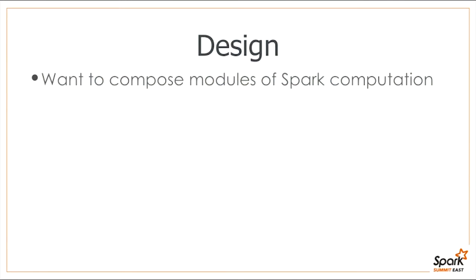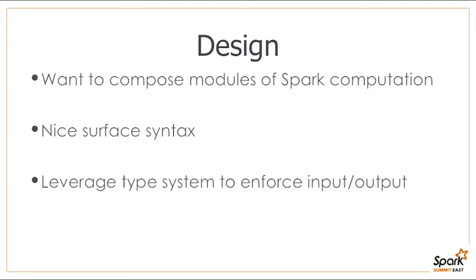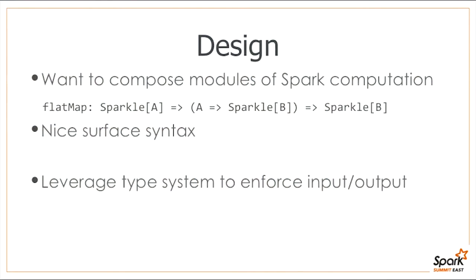Cool. So we step back a little to talk about the design of Sparkles. The goal of Sparkles is to be able to compose modules of Spark computation. Secondly, we want to be able to provide a very nice surface syntax so it reads beautifully. And finally, we want to leverage the type system to enforce inputs and outputs between Sparkles. So just the high level, composing in the functional programming world, is easily implemented as a flatMap. So given any Sparkle A, and a function that goes from A to Sparkle of B, you get a flatMap, and it easily allows you to compose a Sparkle. Nice surface syntax is provided by the for comprehension, as we saw in the previous slide.